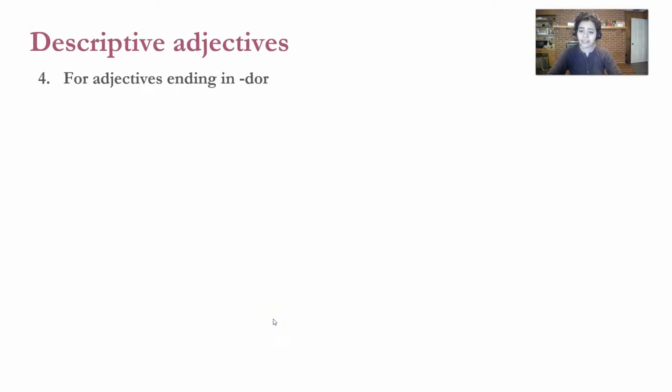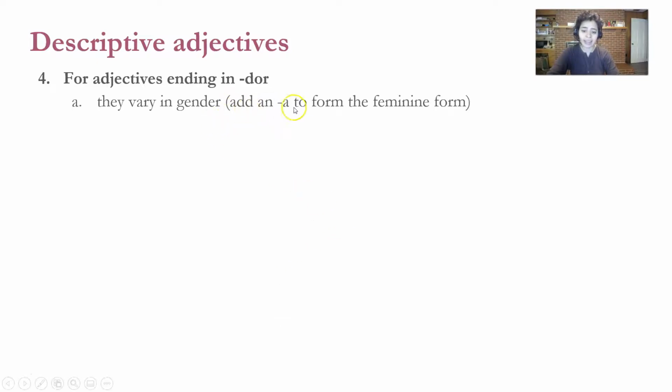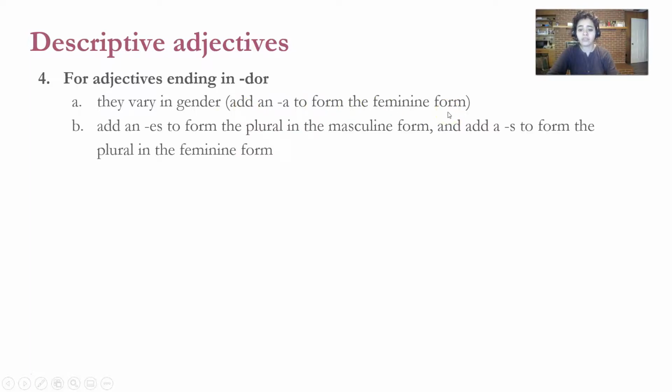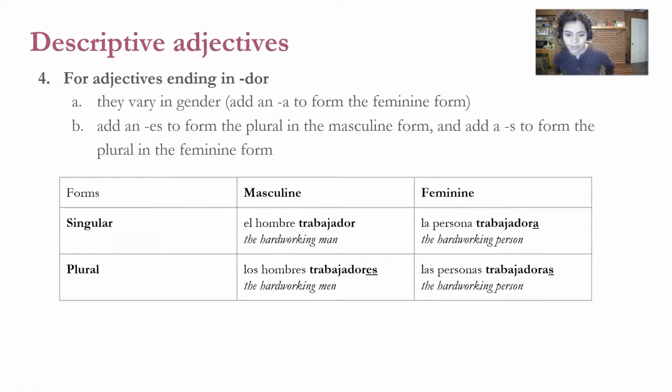For adjectives ending in dor, even though they end in a consonant, they do vary in gender. You have to add an a to form the feminine form, and they do vary in number. To form the plural masculine, you have to add an es, and to form the plural feminine, you have to add an s. So we will see this in these examples. El hombre trabajador, trabajador means hardworking, is an adjective that ends in dor. So to form the feminine of these adjectives, you have to add an a. La persona trabajadora.